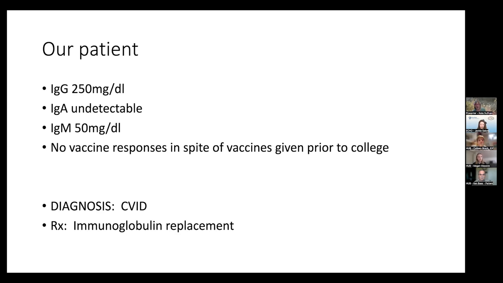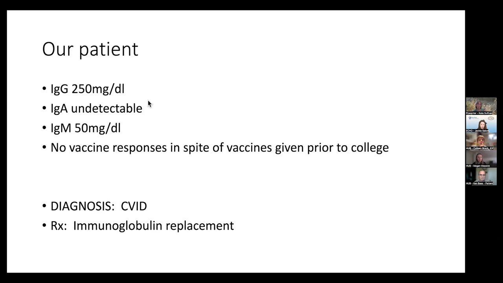So having an undetectable IgA by itself, not that weird. And that IgM is normal. But he was vaccinated right before he went to college just a few years ago, and he has no vaccine responses. So that's clearly abnormal. So he fulfills the diagnosis of common variable immune deficiency.